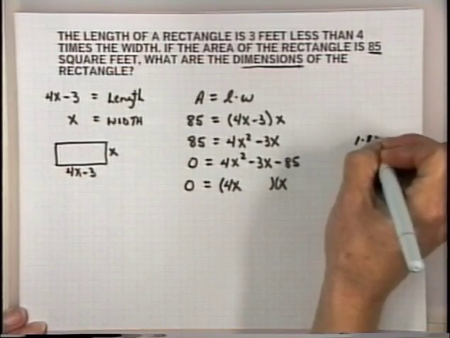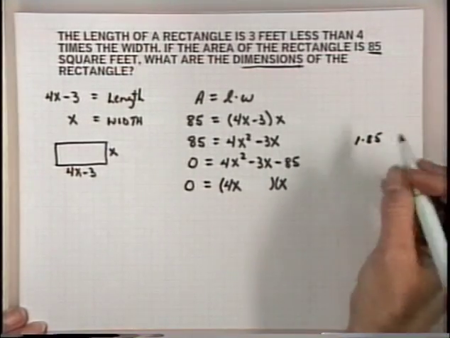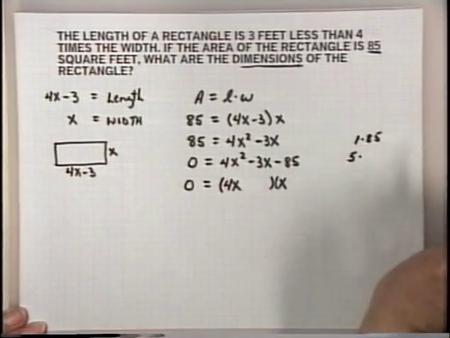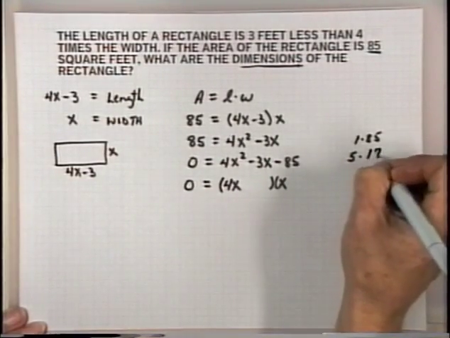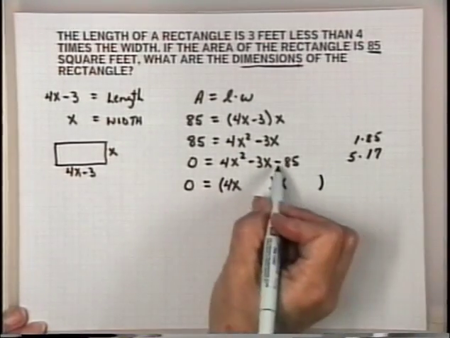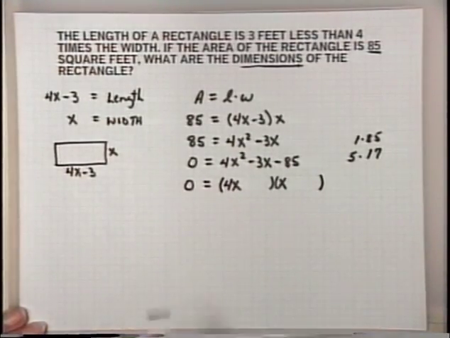85, in terms of factors, of course, we could use 1 times 85. I know 5 is a factor of 85. If I divide 5 into 85, I get 17. So these are my two choices here. I will have opposite signs.